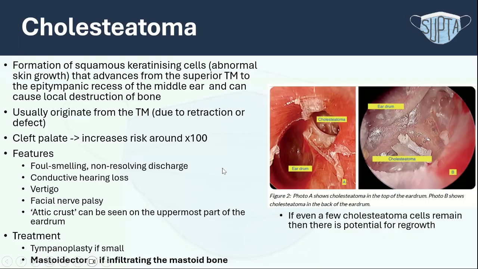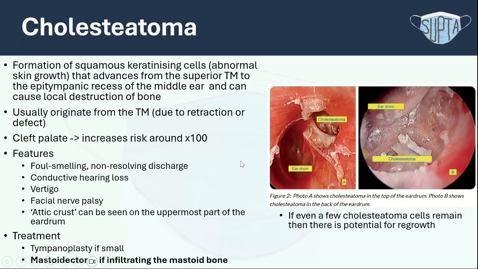They usually originate due to retraction or a defect in the tympanic membrane itself, and having cleft palate does increase your risk by about 100 times just due to the differences in anatomy. In terms of features, you have foul smelling, non-resolving discharge. You may have conductive hearing loss, vertigo, or facial nerve palsy, depending on how far advanced the cholesteatoma actually is. And then attic crust can be seen on the uppermost part of the eardrum when you're doing otoscopy, which is one of the main signs.